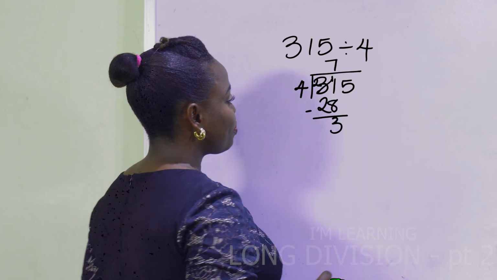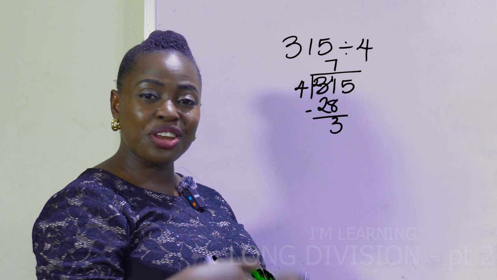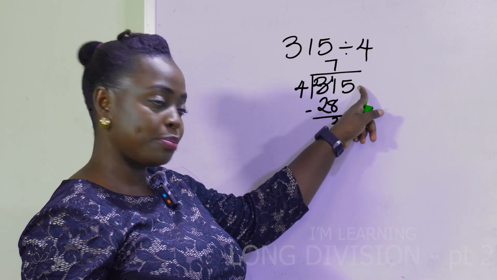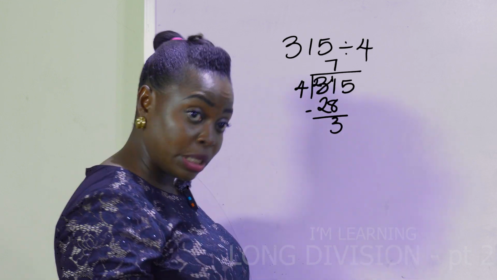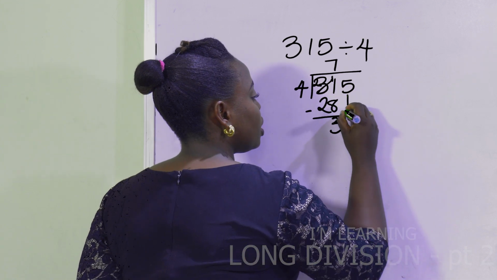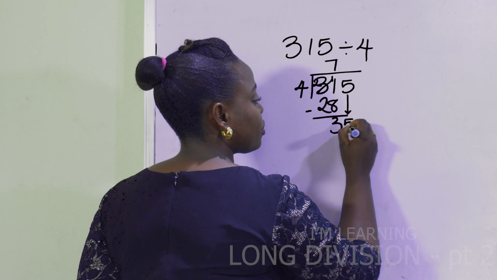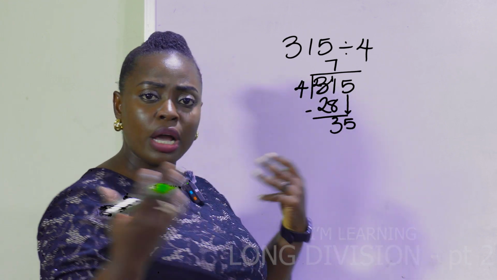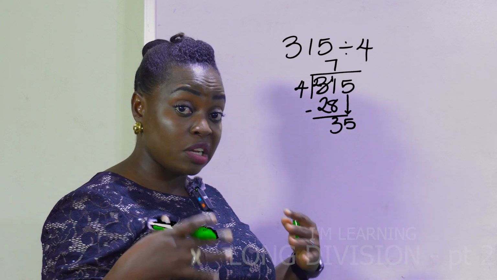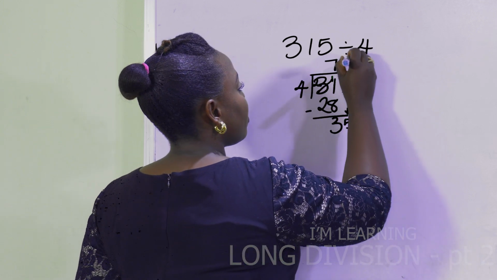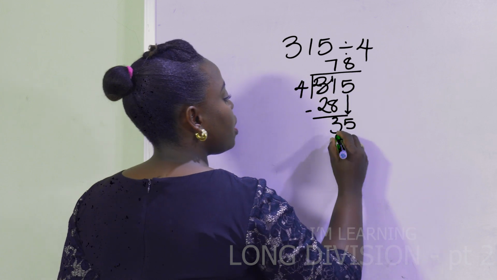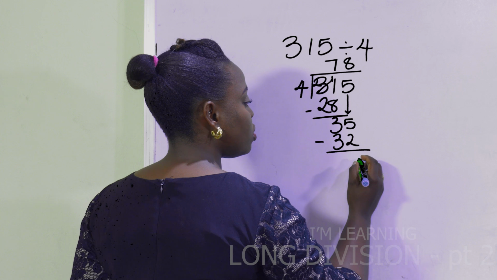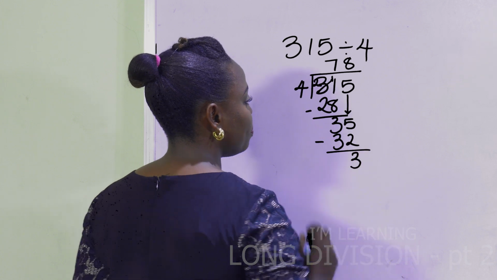is 3. So now we check, is there a number perhaps that we haven't used? Yes, we actually have not used 5. So what do we do? It has to come down. So we bring it down. Now, 35 divided by 4. So you're asking yourself, how many groups of 4s can I find in 35? And we can find 8. 4 times 8 is 32. Now, 35 minus 32 is 3.